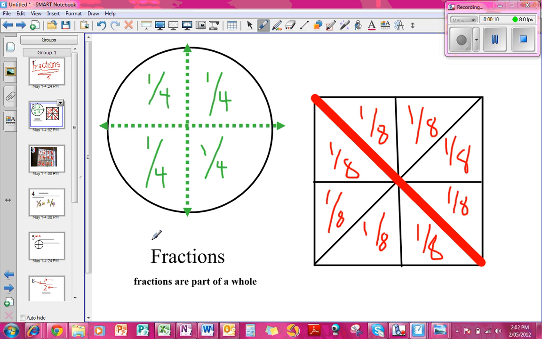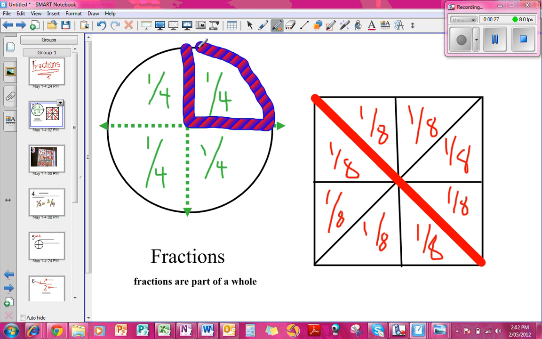So basically, fractions are part of a whole. See this circle here? It's split into 4 parts. So there's 4 parts in this circle. So one part is one part of a whole because it's one part of these 4 parts. So it's 1 over 4 because it's one of the 4 parts, and it's said as 1/4.